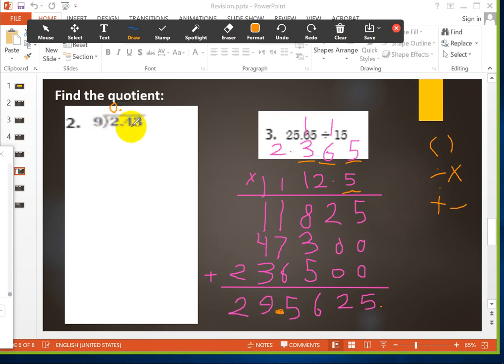Now, 24 divided 9. 24 divided 9 equals what? What is the number that I will multiply with 9 that will give me the closest number to 24? I think it's 3. 3 multiply 9 equals what? Equals 27. So it will be 2. So I will choose 2.